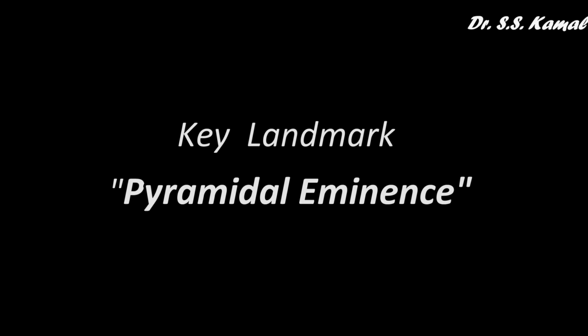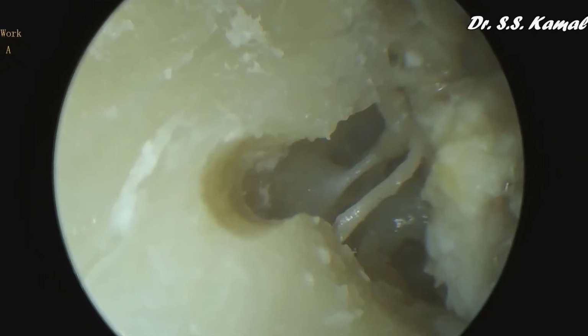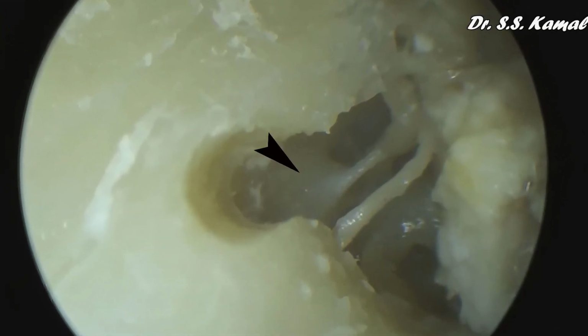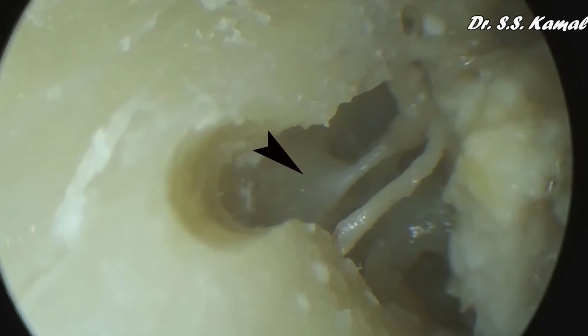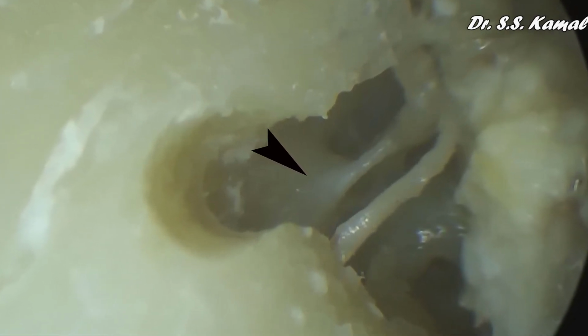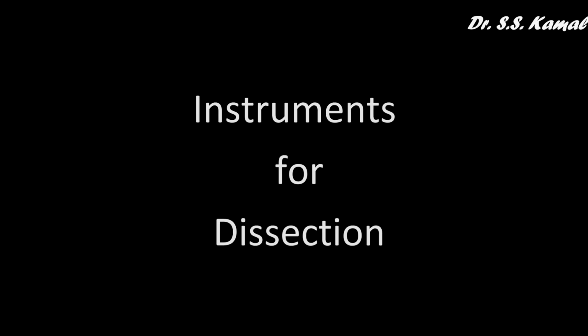In both approaches, the pyramidal eminence is the pivotal landmark. The pyramidal eminence is a robust bony projection medial to the facial recess situated in the retrotympanum. The stapedius tendon arises from its apex before inserting into the neck of stapes. The dissection is done mostly by transcanal drilling under the guidance of a 0-degree endoscope.